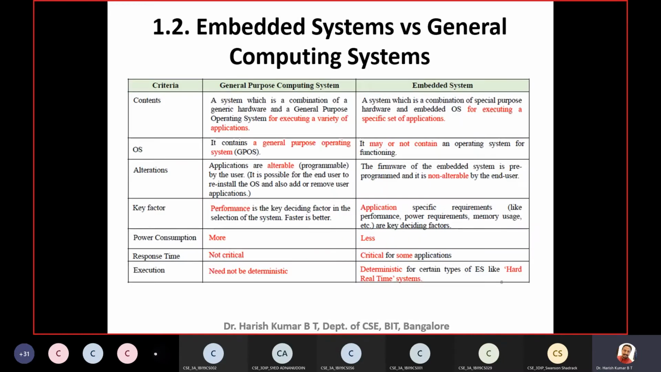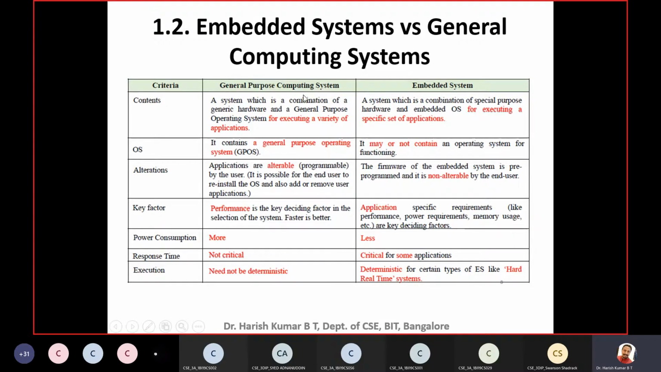After that, from here we got to start. Now, let us try to understand the differences between the embedded systems and the general computing systems. These are the key areas on which we understand the differences between the embedded systems and the general computing system. First, we'll try to understand based on the contents.